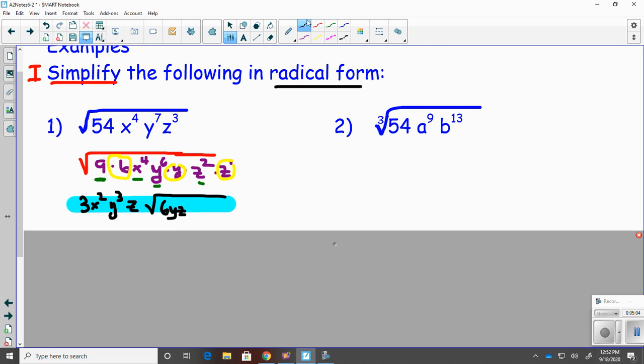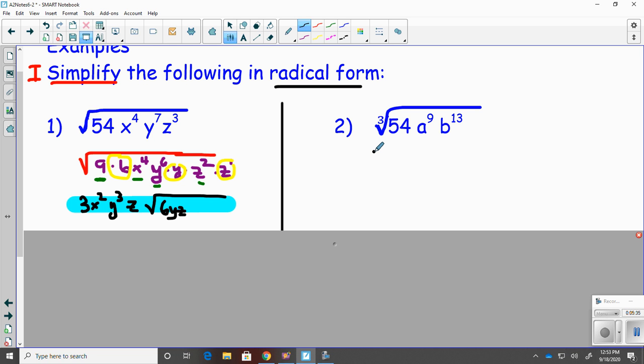Okay, let's try number 2. On example 2, I have a cube root. I can see that I've got that index of 3, and my radicand is 54, a to the 9th, b to the 13th. Okay, so now my brain has to switch to perfect cubes. Perfect cubes are 1, 8, 27, 4 times 4 times 4, 64. So I'm thinking 54 definitely is not in that list, so it's not going to work nicely.